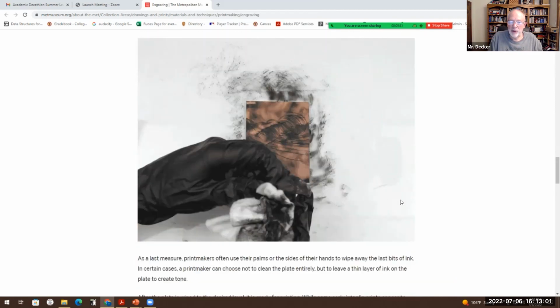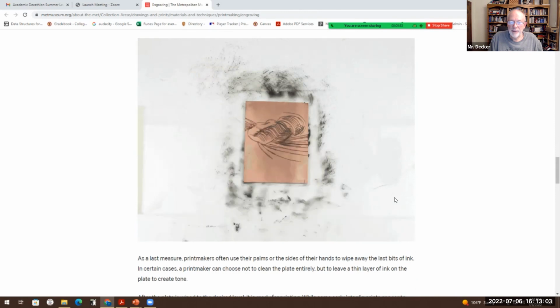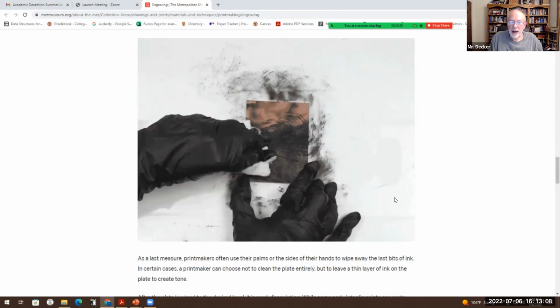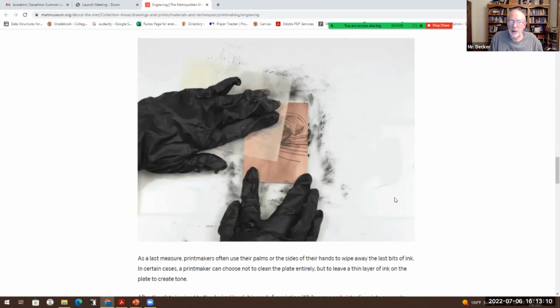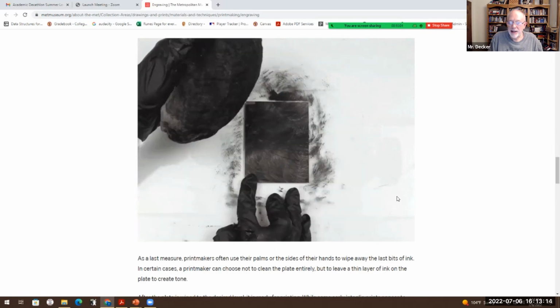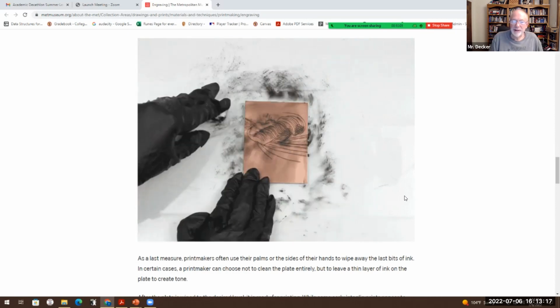Then it gets inked. So see, somebody's made, they inked it, and then they rub it all into it, rub it all off so it's not on any of the undug part of it.